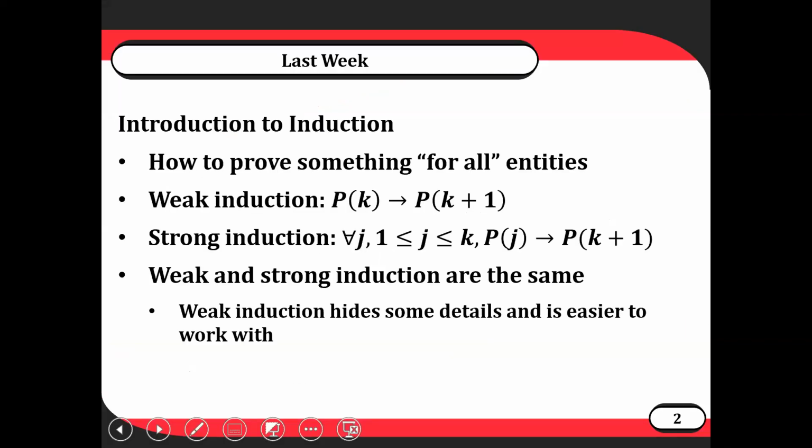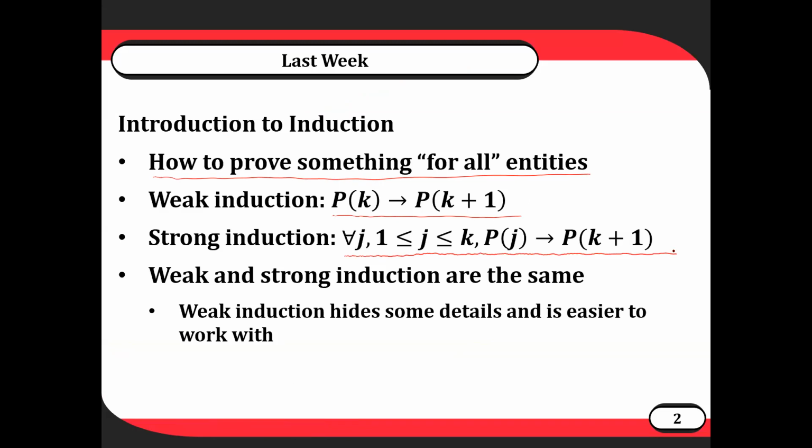Okay, so last week we talked about introduction to induction. Induction is basically how to prove something for all entities. Weak induction is like this: P(k) implies P(k plus 1), plus the basis step, of course. Whereas with strong induction, we can take all of the previous values before k plus 1 and use them to prove k plus 1. It's important to note that weak and strong induction are the same thing. There's really no difference. Weak induction just hides some details and is easier to work with, and it's often sufficient. So we don't really need to use strong induction.